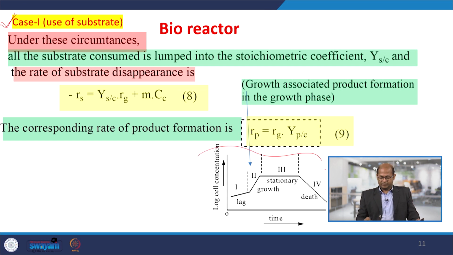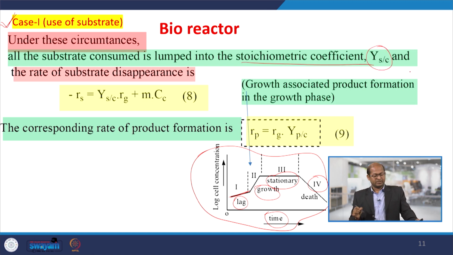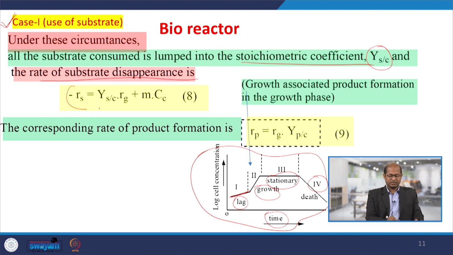These are things we discussed in our previous class also, meaning how the cell concentration inside the bioreactor changes with the progress of time. This is the lag phase, this is the growth phase, this is the stationary phase, and this is the death phase, which we have already discussed. So, regarding the use of the substrate, all substrate that is consumed is lumped into the stoichiometric coefficient YSC, and we can express the rate of substrate disappearance this way.